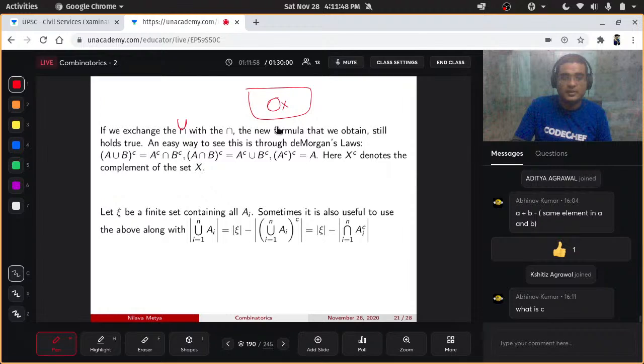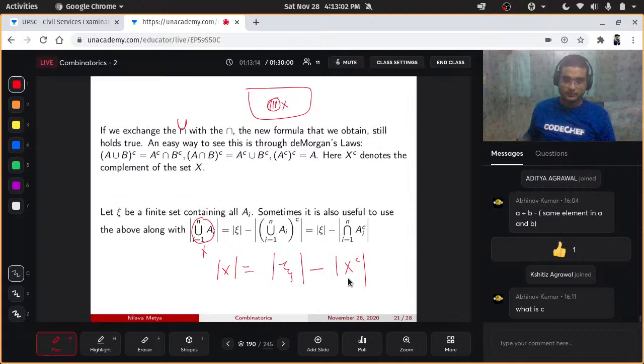Whatever is present in the entire thing minus the outside part. So that is what I have written here. This region is the entire region minus the outside part. That is simply what I have done in this equality.